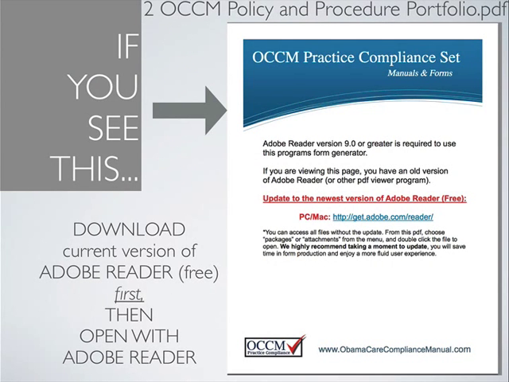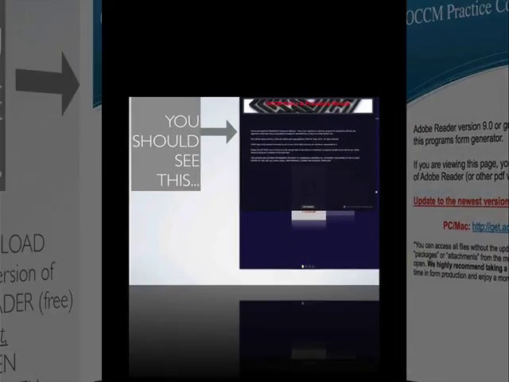Next, you will open the OCCM Policy and Procedure Portfolio. If you see this notice saying that you need Adobe version 9.0 or greater, then you need to stop, download the current version of Adobe Reader. It's free, and then open this document with Adobe Reader. Especially if you're on a Mac, you can't use Preview. You must download Adobe Reader. There's versions for PC and Mac.